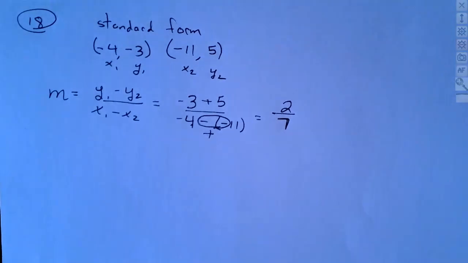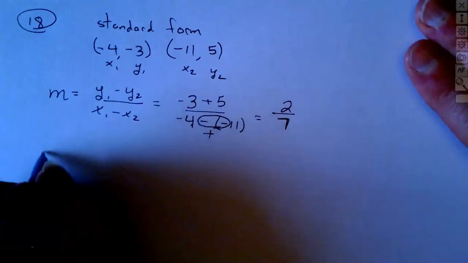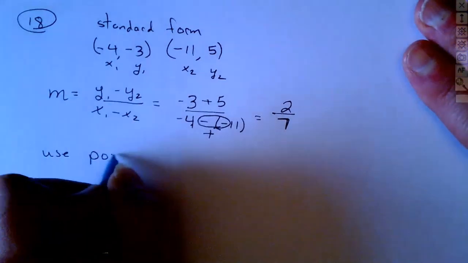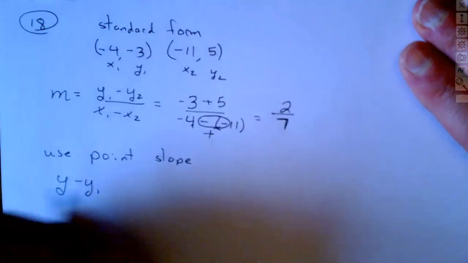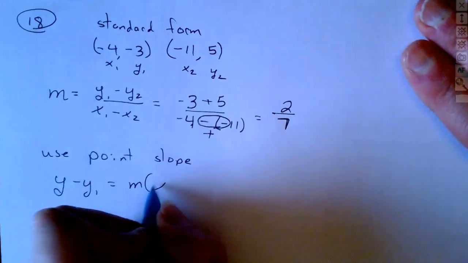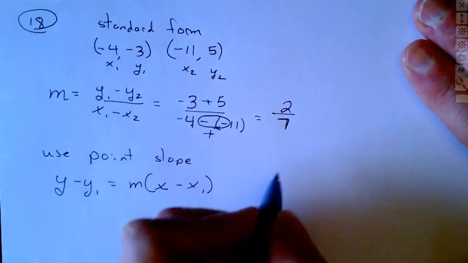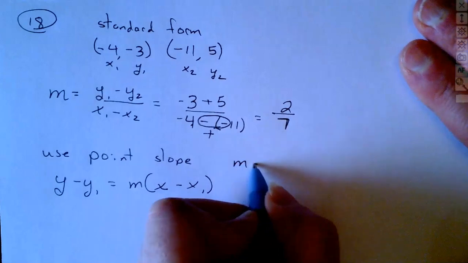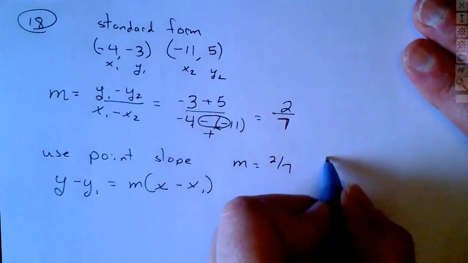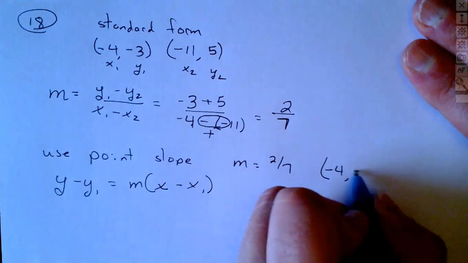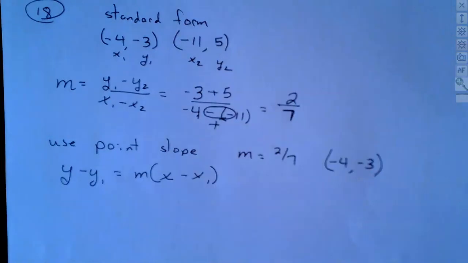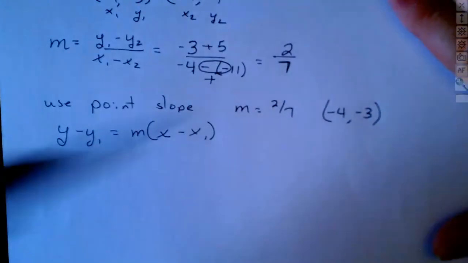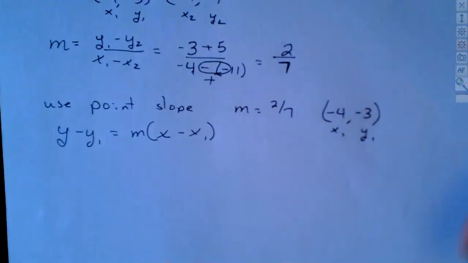Now, once we have our slope, then we use point slope. And that is y minus y1 equals m times x minus x1. And we've got our slope, which is 2/7. And we are going to use that first point, which is minus 4, minus 3 there. So simple enough. Plug in your values, x1, y1.